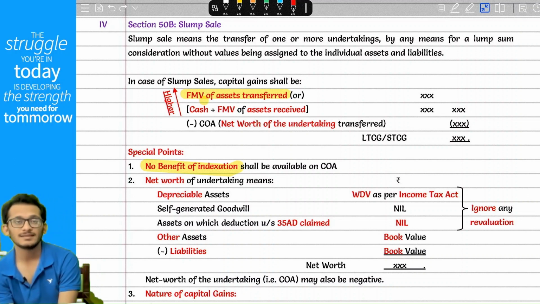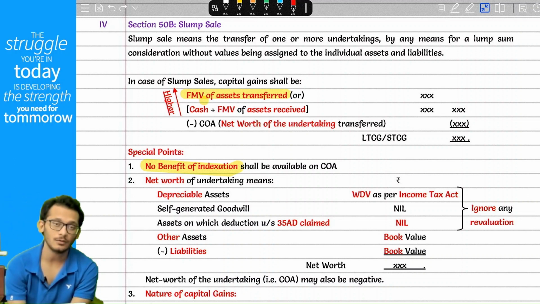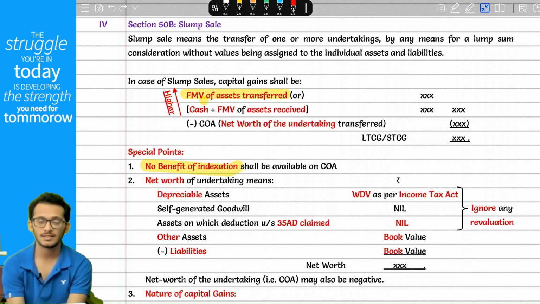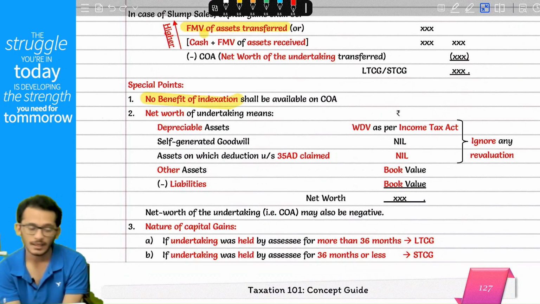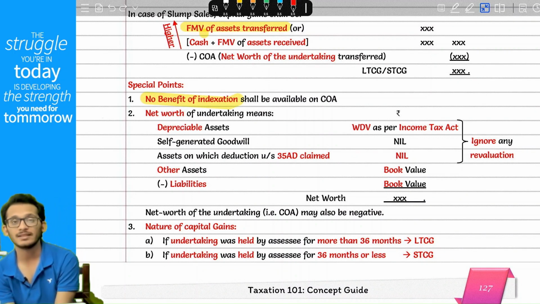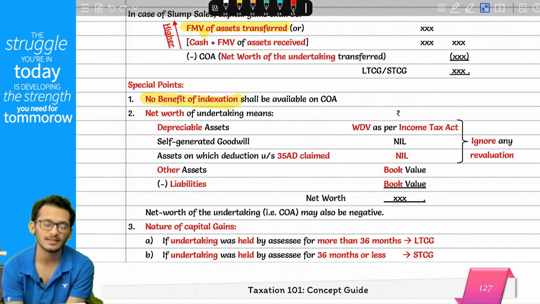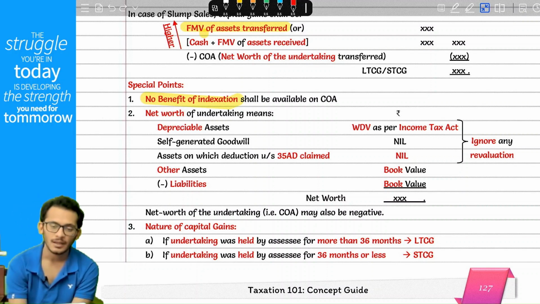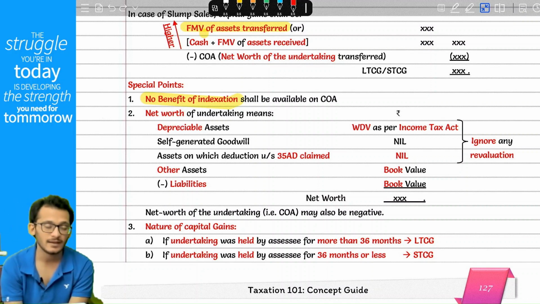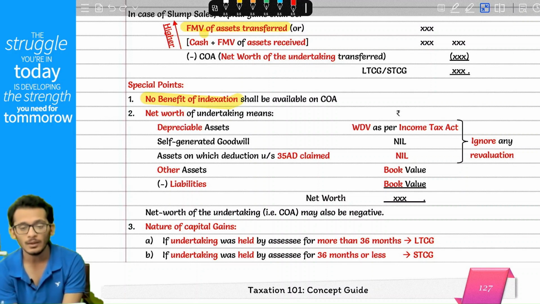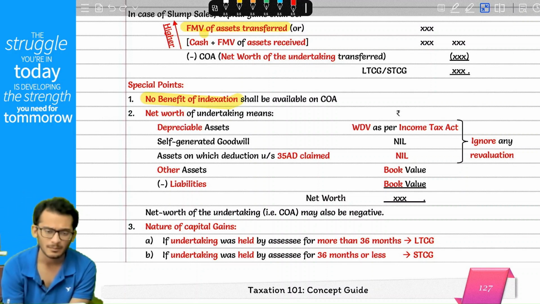Net worth means assets minus liabilities as per the books of accounts, adjusted with income tax. How do you find out your net worth, Rahul? Take up all your assets. If the asset is a depreciable asset, put the asset value as WDV as per Income Tax Act. If it is any self-generated intangible, then the value is 0. If it is any asset on which you have claimed big deductions under 35AD or 35 and all those things, again the asset cost will be 0. If you are having any other assets, then the assets will be valued at book value. Any liabilities will also be taken at book value.